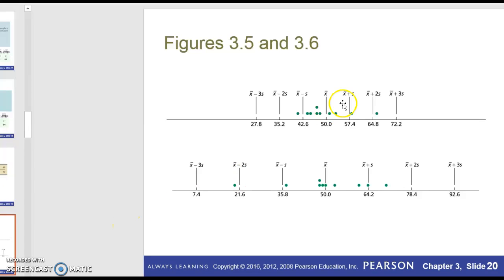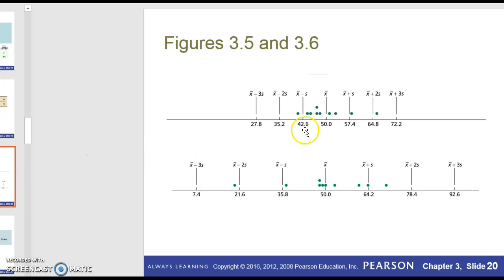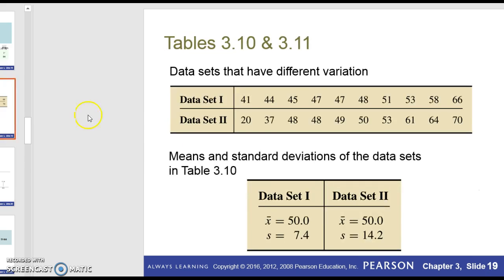So in part two, I just want to follow up what we did in part one by talking about the three standard deviations rule. So this graph shows what we did here, where we talk about the standard deviation being higher in set 2 than in set 1, while the mean is the same.